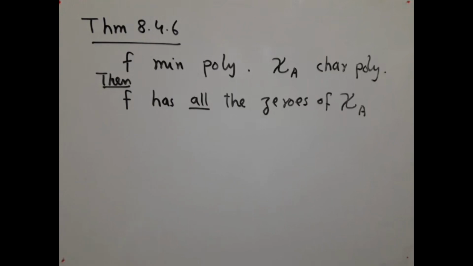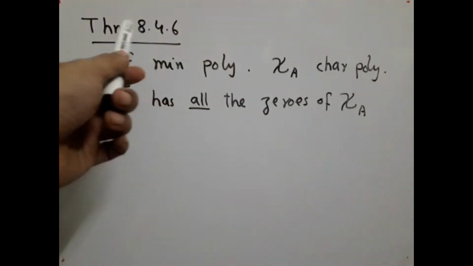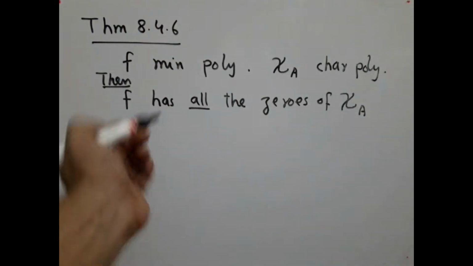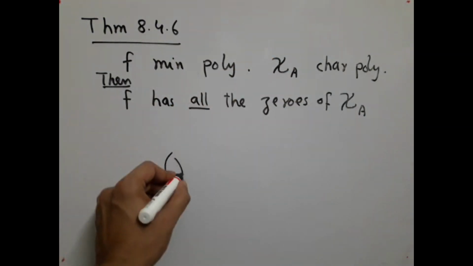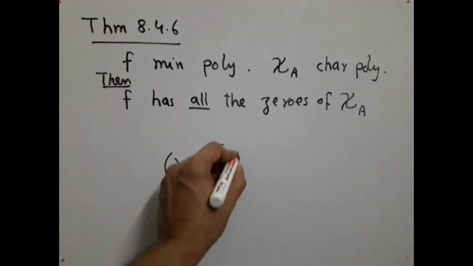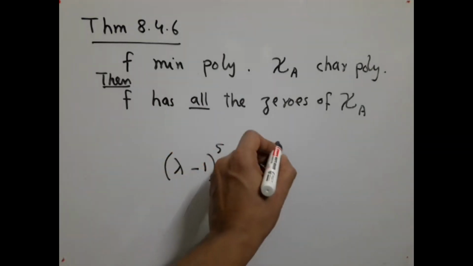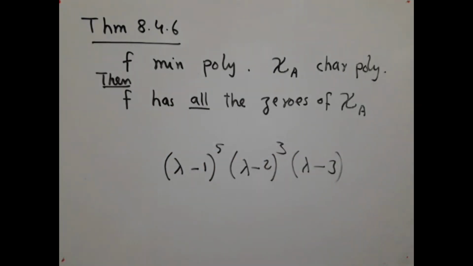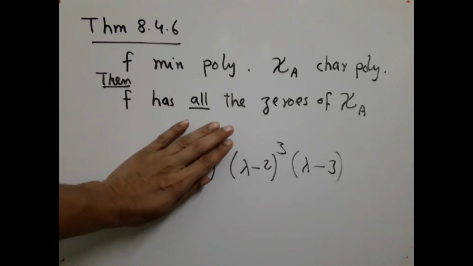I have a square matrix, f is the minimal polynomial, chi A is the characteristic polynomial. Then I know that f will divide chi A, which means in order to go to f from chi, I have to possibly drop some factors. Now it says you cannot drop some 0 completely. It must have all the zeros of chi A. Thus, if your chi A is like lambda minus 1 to the power 5, lambda minus 2 to the power 3, and lambda minus 3, in that case, you cannot drop lambda minus 1 altogether.